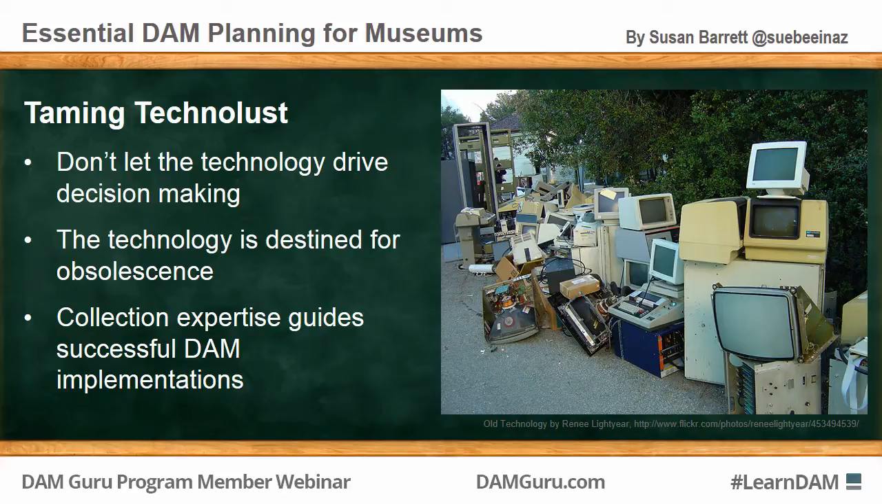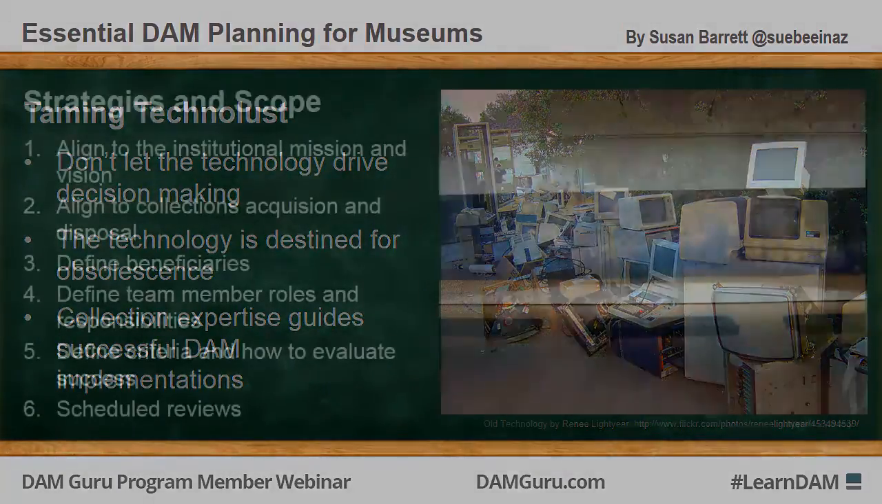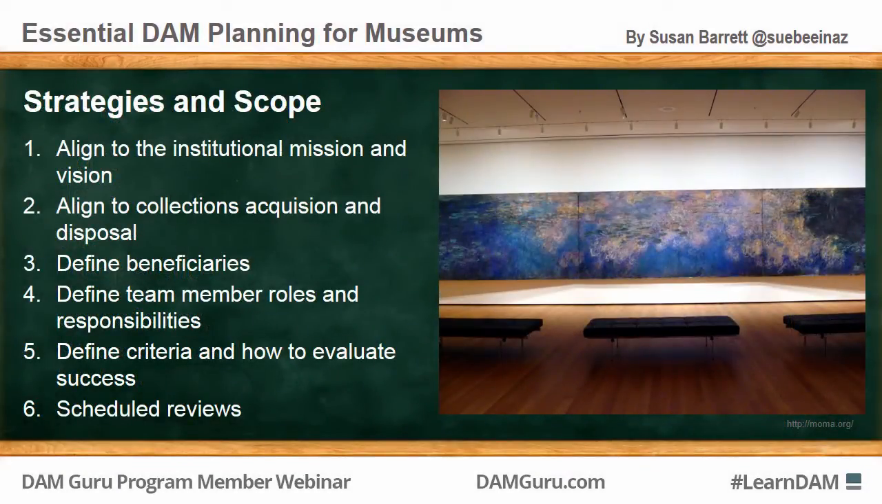There are a lot of really beautiful, shiny new things out there, but it's all destined for obsolescence. The digital ones and zeros are meaningless. It's the contextual information and your personal collections expertise that make digital asset management systems successful. The scope of a DAM system can also be as large or as small as your budget allows.